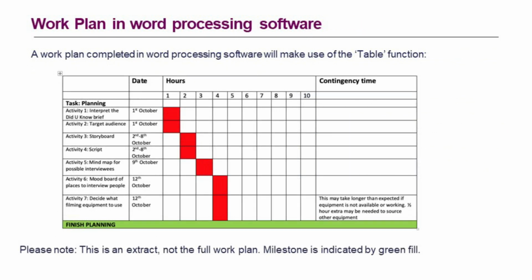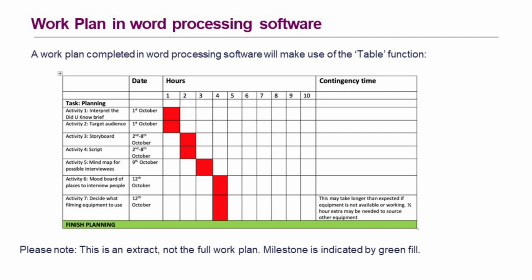Now let's look at some actual work plans in action. Here we have first a work plan in word processing software. A work plan completed in word processing software will more than likely make use of the table function. You would insert a table, you would choose your columns and your rows, and then you would populate those columns and rows with all the information from your mind map.